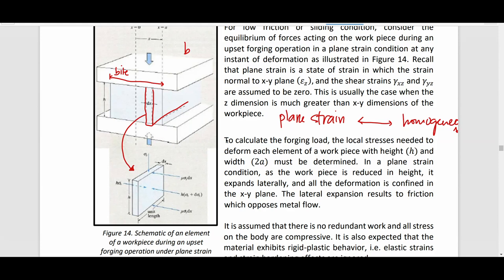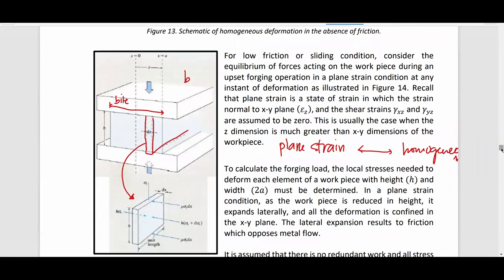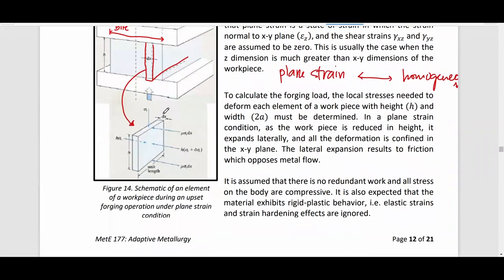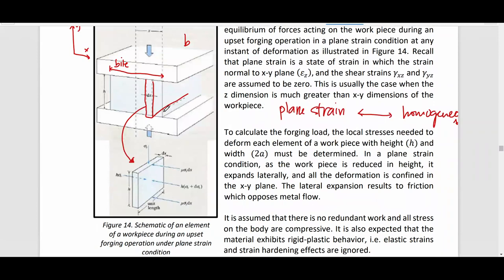Okay, so in this particular case, we are actually dealing with X and Y directions. So parang ganyan yung axis natin. We have the Y axis and we have the X axis. We are assuming that on the Z axis, there is no straining involved. So that's what we mean when we say plane strain condition. Later I'll show you kailan natin pwedeng i-assume na plane strain siya, kailan natin siya i-treat as homogeneous din.